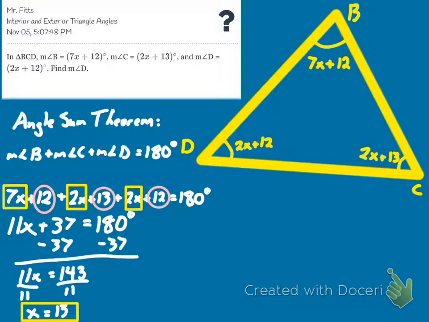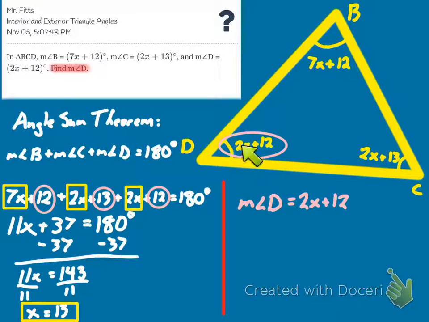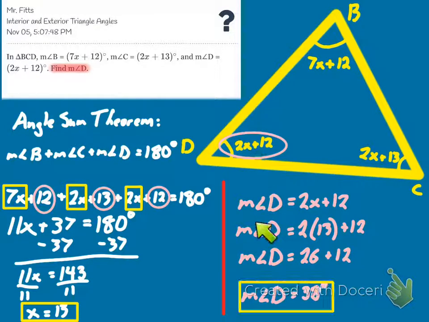Yes, I'm done. Oh wait, let me read the problem again. Oh, I need to find the measure of angle D. And that's this algebraic expression here. So what do I need to do? Plug in 13 for x right here. So the measure of angle D is 2 times 13 plus 12, or 26 plus 12, which is 38 degrees. And then you can go in and actually plug in all of the other ones, just to double check to make sure that your angle sum equals 180 degrees. But you can do that on your own, so when you pause the video and check that, make sure I did my work correctly. Let's take a look at an exterior angle problem now, though.